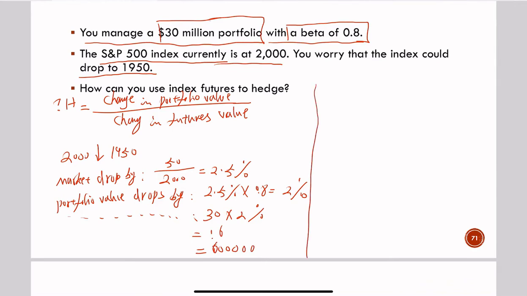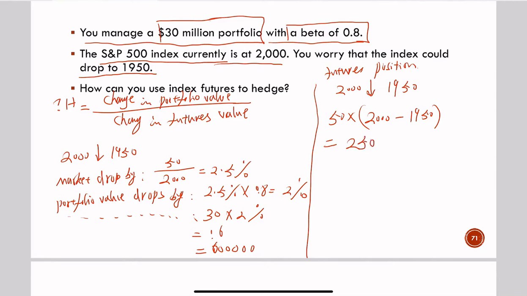Now let's think about your futures position. For the futures position, if 2000 drops to 1950, remember you have a short position, so you profit. Your profit would be 2000 minus 1950 per contract. Again, don't forget the $50 multiplier. So your per contract profit would be 2,500.